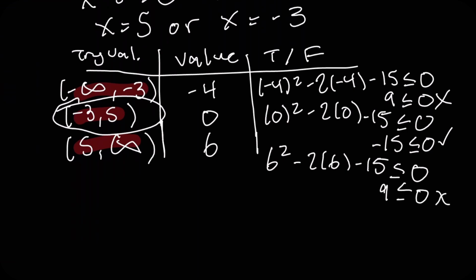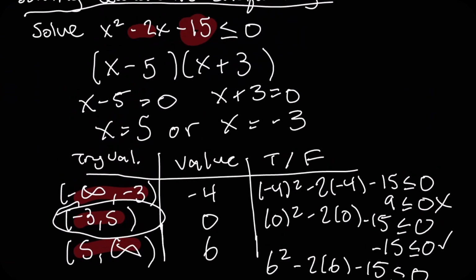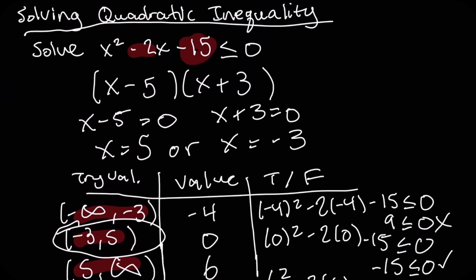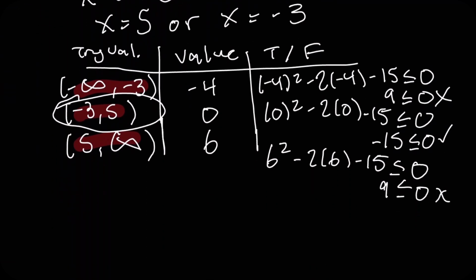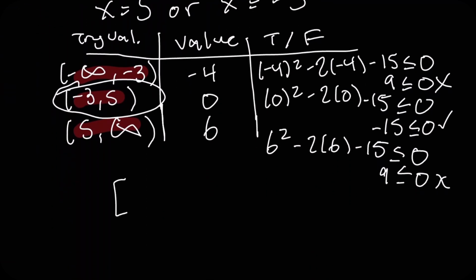So we have negative 3 to 5, and one other thing you need to do, check to see what your inequality sign was. So ours is less than or equal to, so we want to use our square brackets. And that should be our solution for that question.